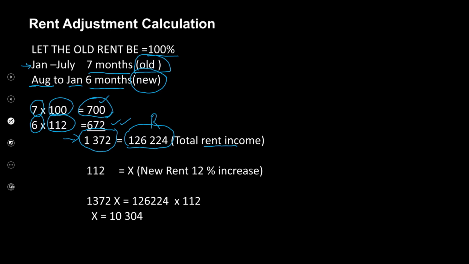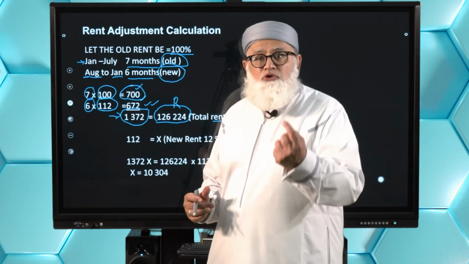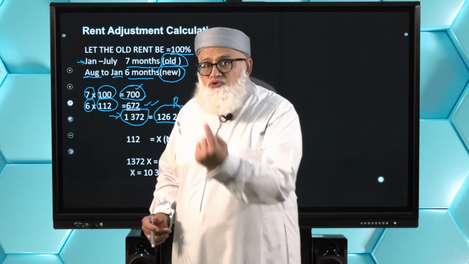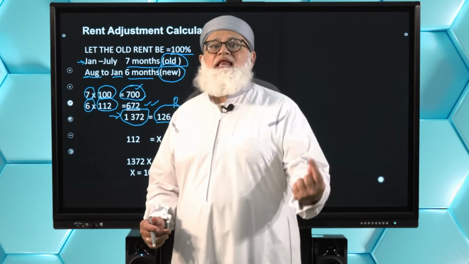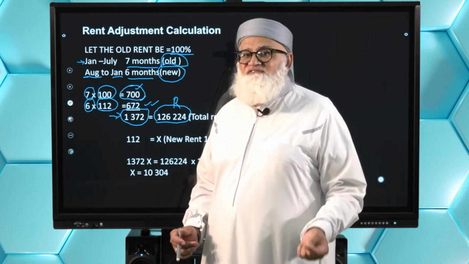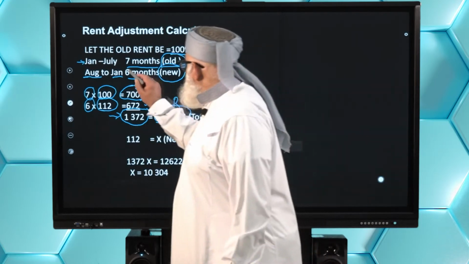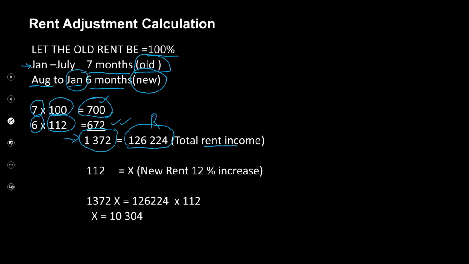Got that? Okay, what do I do now? I say, okay, what am I looking for? I'm looking for the 1 month rental that was received in advance. Clearly, the month that I have received in advance was a new month. It was January, the new year. So therefore, it was a month which has a percentage equation of 112.